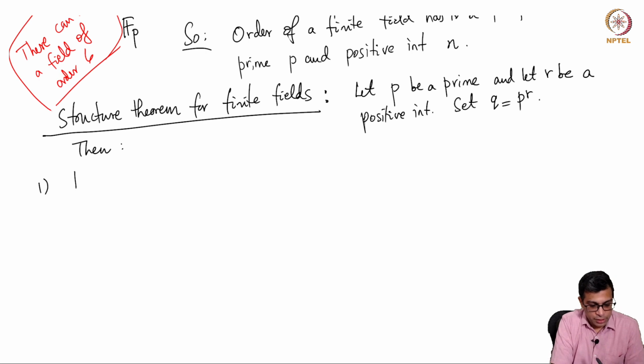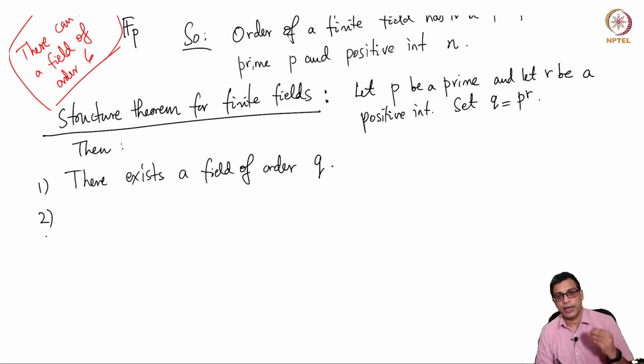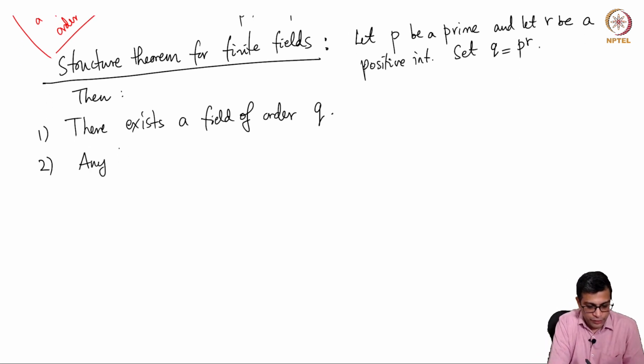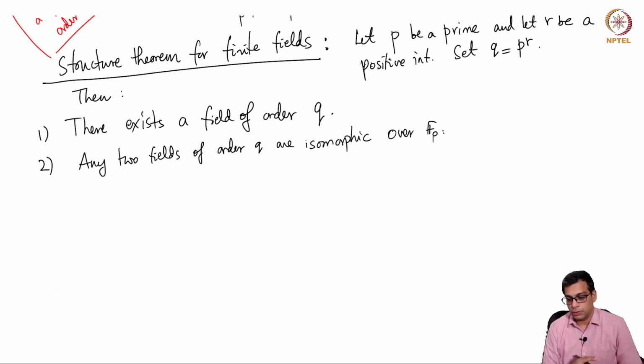The first statement is there exists a field of order q. Okay, so this answers the question. Give me any prime number power a positive integer, there is a field of order q. That means there is a field of order 4, there is a field of order 8, there is a field of order 16, there is a field of order 9, 27 and so on. Moreover, any two fields of order q are isomorphic. In fact, over Fp.